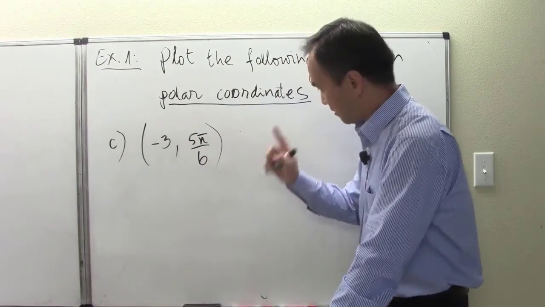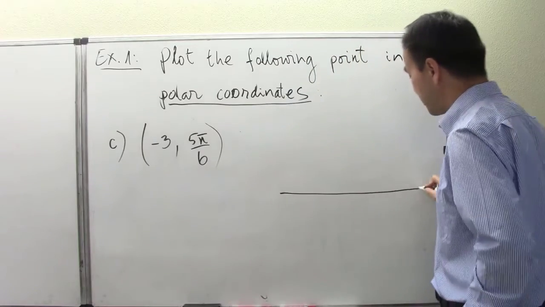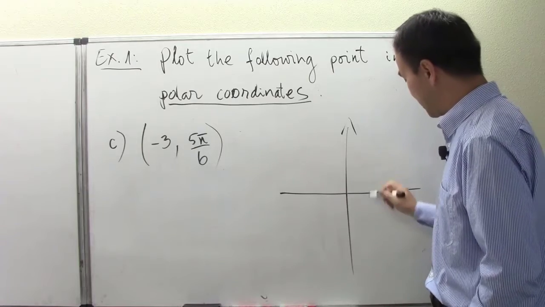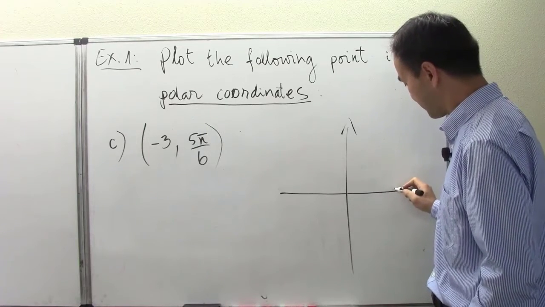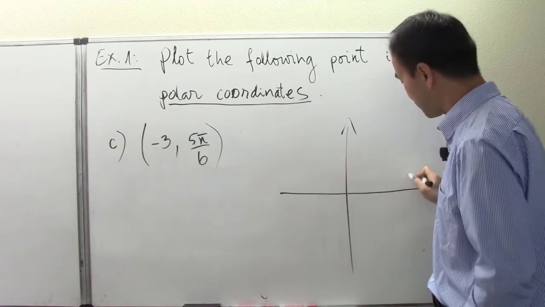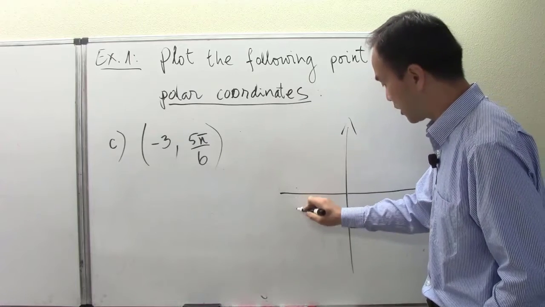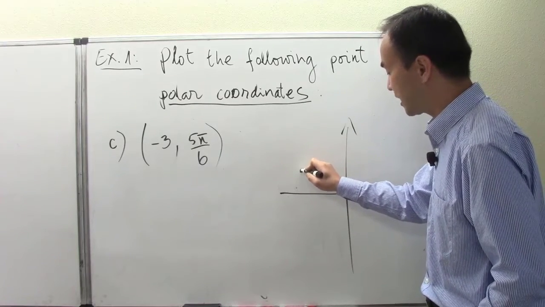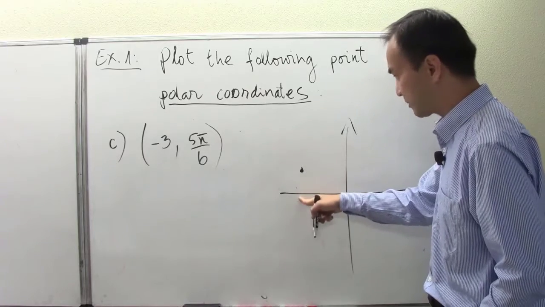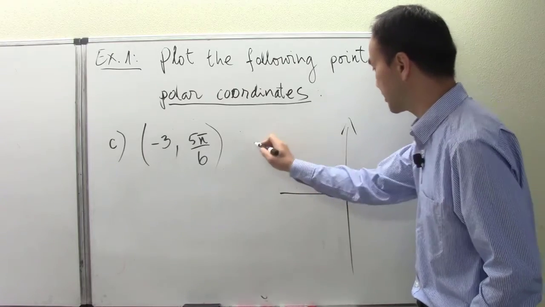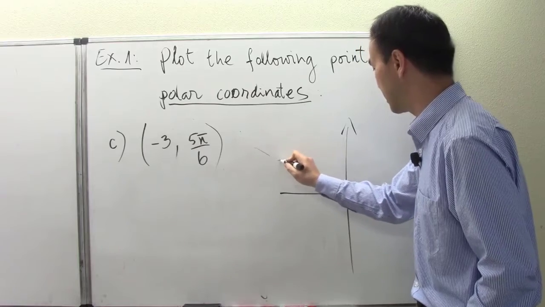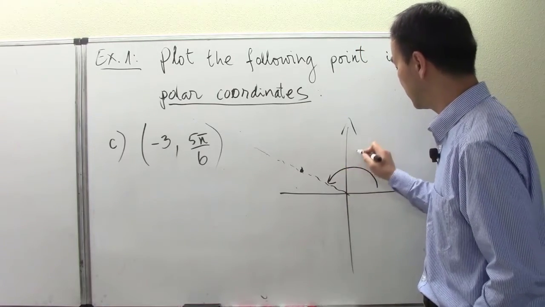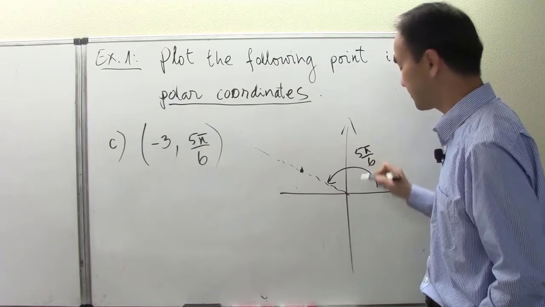So again, with my hand sketch version, we're going to look for the angle first. So 5π/6. This π right here is about 6π/6, so 5π/6 is about right here. So here's our line that indicates the angle 5π/6, positive 5π/6.